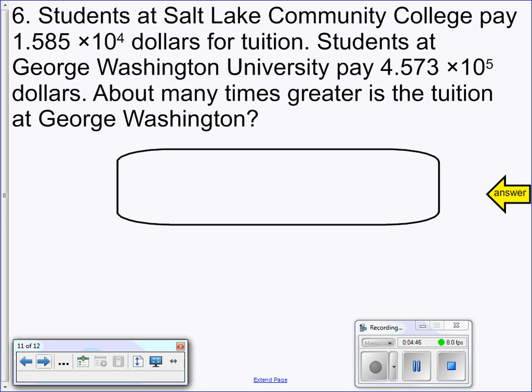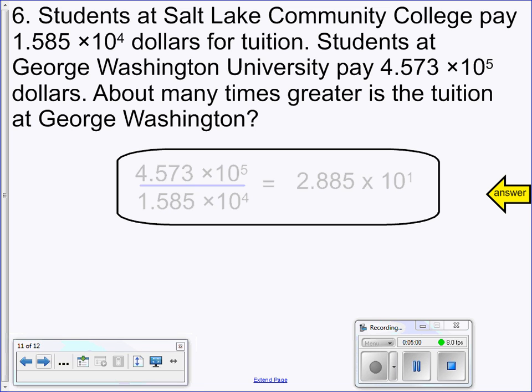All right, students at Salt Lake Community College pay 1.585 times 10 to the 4th dollars for tuition, and students at George Washington pay 4.573 times 10 to the 5th. About how many times greater is the tuition at George Washington? So we're going to divide those two numbers, and when we divide, we'll do the coefficients or the constants first, which is 2.885 times 10, and I've got the 5 minus 4, which is 1.